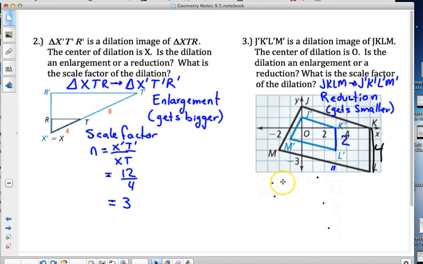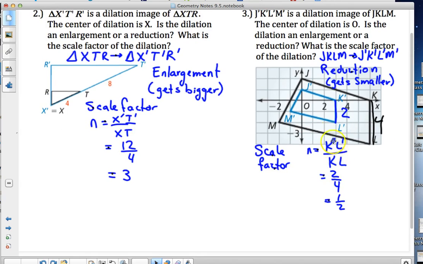How much smaller? My scale factor is decided by n, which is K prime L prime over KL. So I've got K prime L prime and my KL. I'm going to go 2 over 4, and my size change is 1/2 for my scale factor. So it's 1/2 the original size. So that's our answer. We've answered it. It's a reduction, and our scale factor is 1/2.